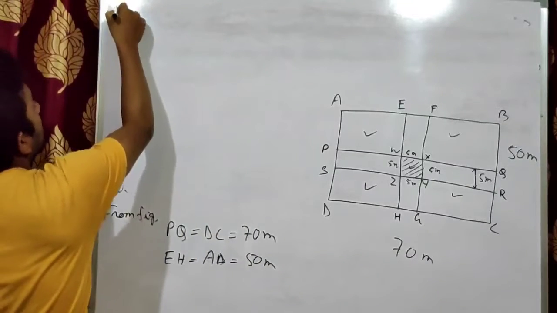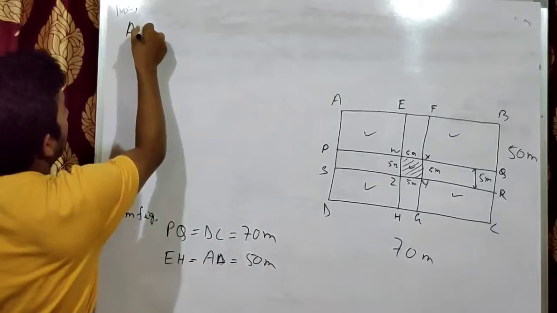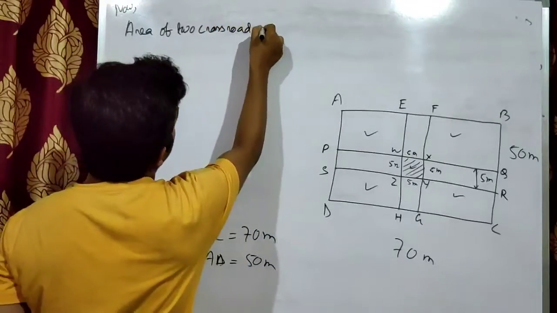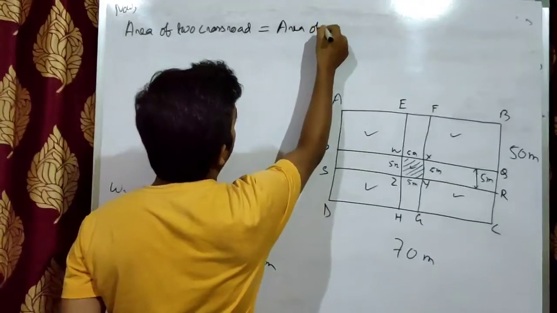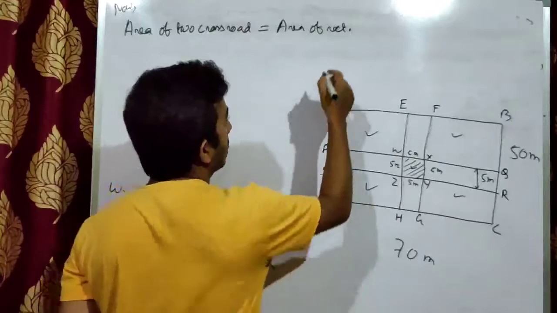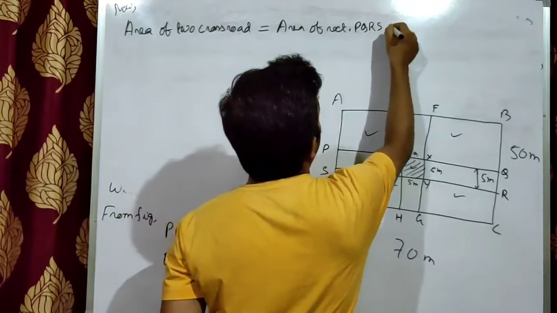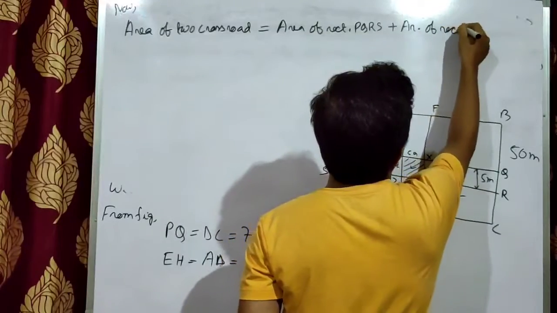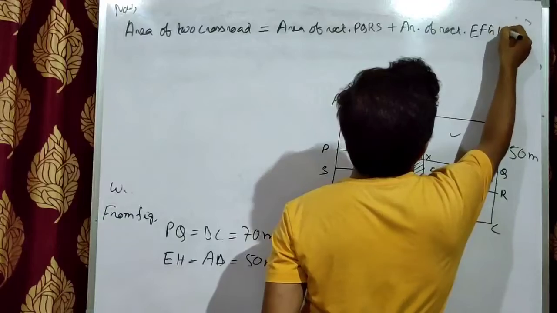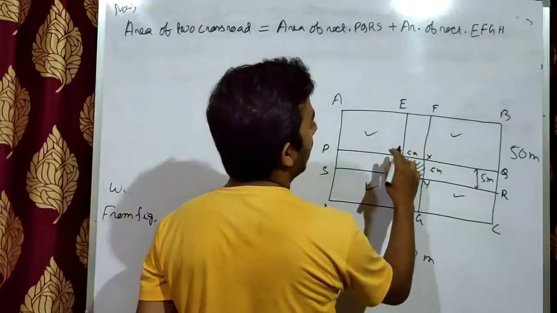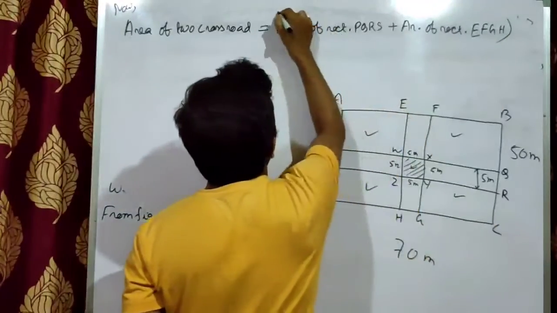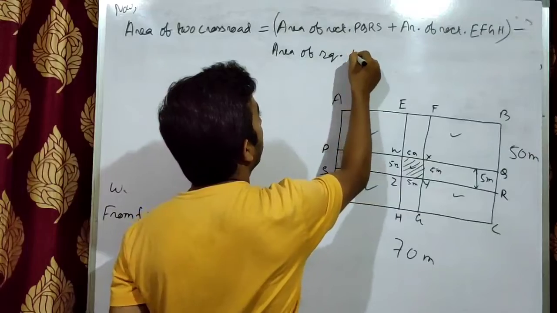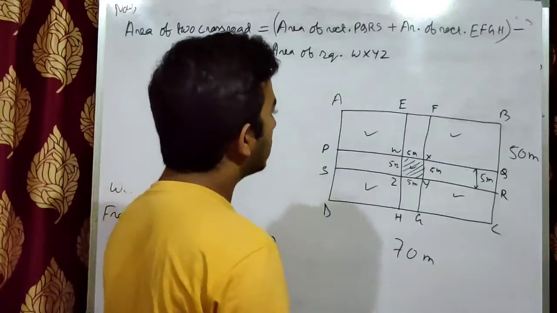Now, area of two crossroads equals area of rectangle PQRS plus area of rectangle EFGH. Then what we have to subtract? We have to subtract area of square WXYZ. Then we will give it bracket, then minus area of square WXYZ. Up to this clear?